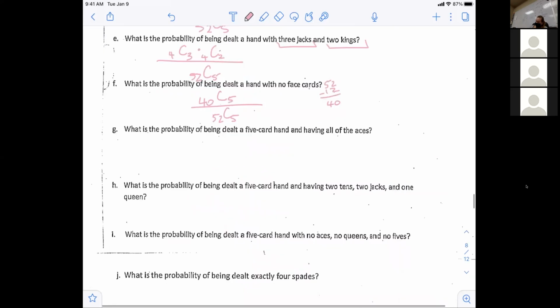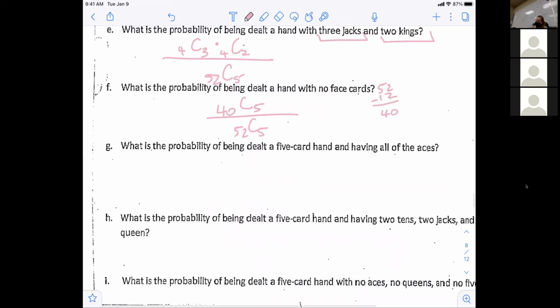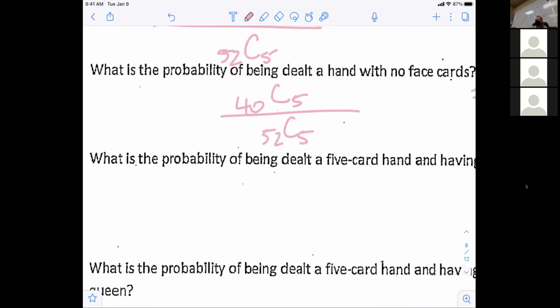Okay. Next, I have what's the probability of being dealt a 5-card hand and having all the aces? How many aces are there? 4. So we want 4 choose 4. But how many cards am I supposed to have in my hand? 5. So I need to get another card. Is there any rule on what my other card should be? No, it doesn't have to be red. It doesn't have to be a special number. It can be anything. If I'm thinking about anything that's not my ace, how many cards are left if I've gotten rid of all 4 aces? 48. So it's going to be 48 choose just 1.